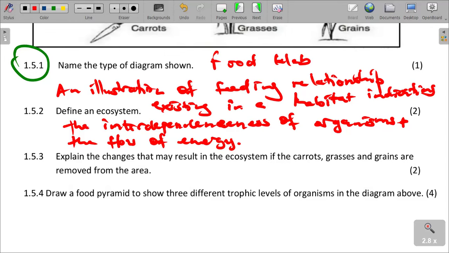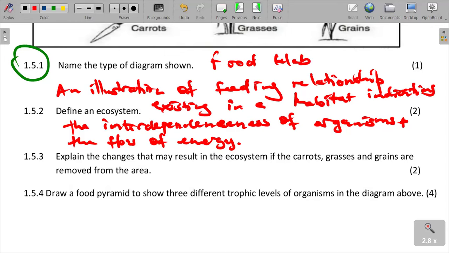Explain the changes that may result in the ecosystem if the carrots, grass, and grains are removed from the area. What will happen if the carrots, the grass, and grains are removed from the area? So now, having said this, it means that we have removed all the producers. The question in other words is saying, explain what would happen if producers are removed from the what?